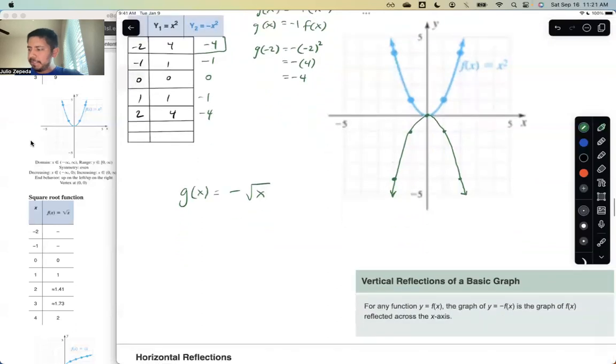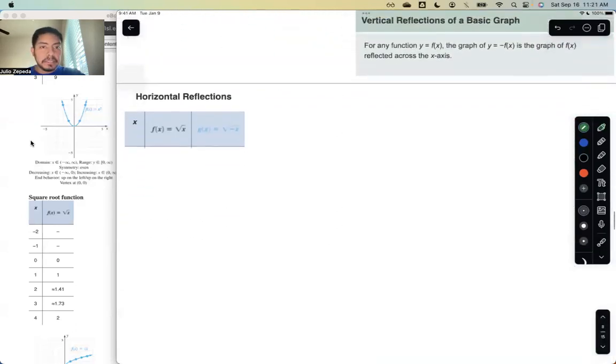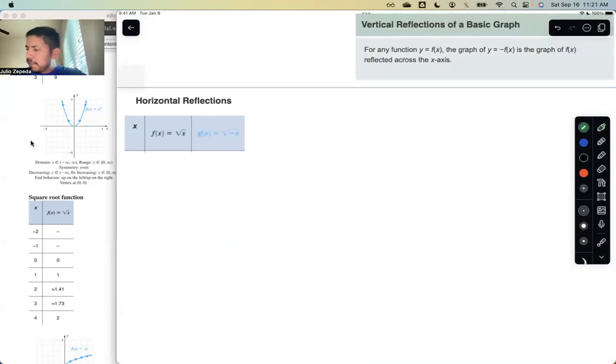All right, very good. Horizontal reflections. What if we were to put the negative inside of the square root function? Just like earlier when we put the +2 or -2 inside of the absolute value or square, or whatever kind of function it was, it shifted it horizontally. The same thing is going to happen here. If the negative goes inside of the function, the reflection will be horizontal, meaning it will be a reflection about the y-axis rather than the x-axis.